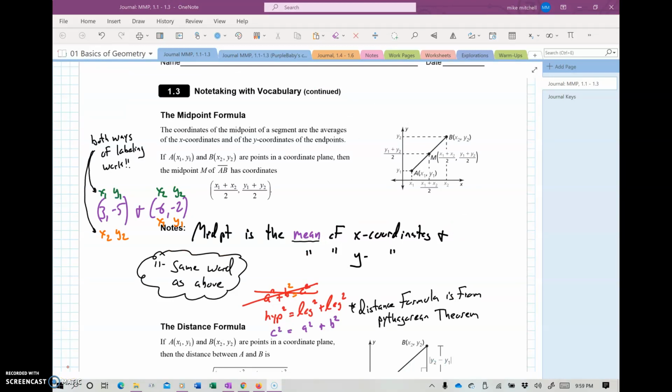Okay, the next page goes over the formulas. First, we've got the midpoint formula here. They say it's just the averages of the x-coordinates. That's more the word we use for that nowadays, means. My pen just doesn't want to write.